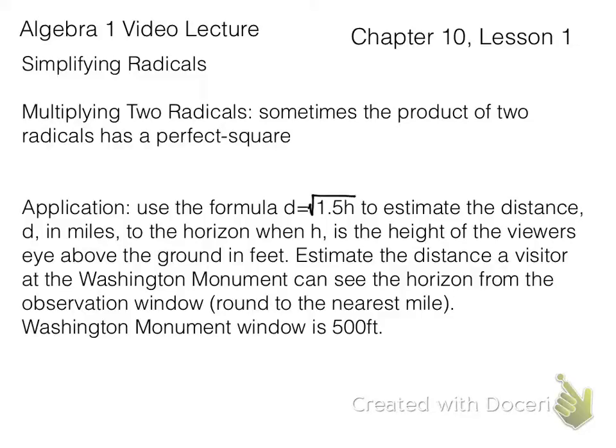So, multiplying two radicands, sometimes the product of two radicands is a perfect square. So just keep an eye out for that.